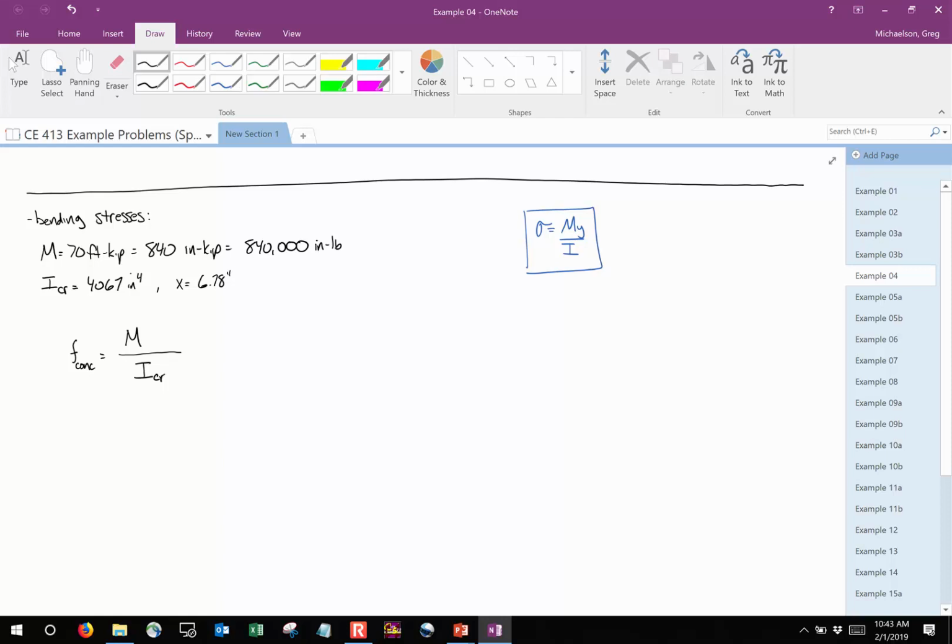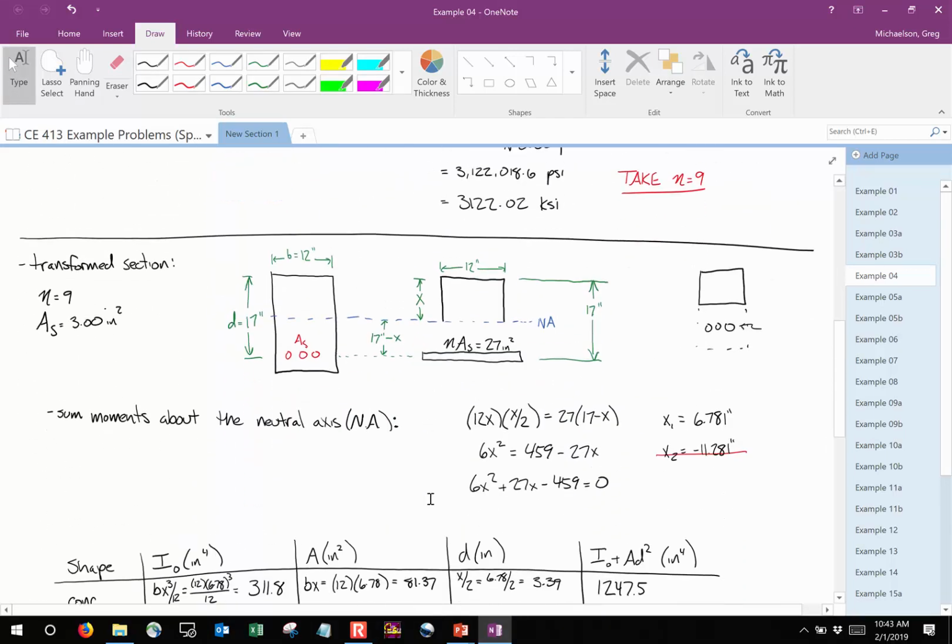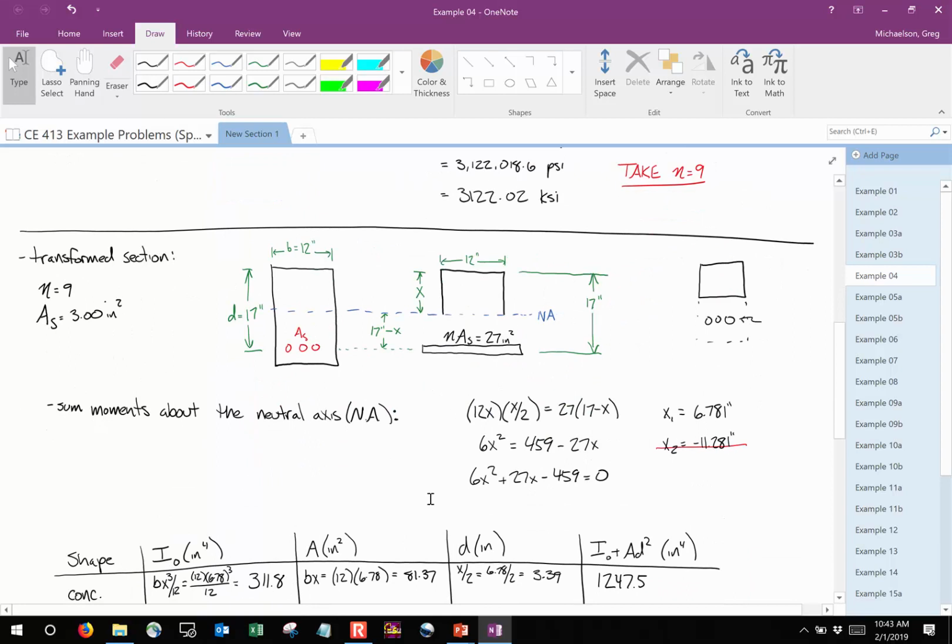Y'all are guessing. No. We're talking about the centroid of the cracked section. Remember, the section's cracked. So we're not looking at just the rectangular beam. We're talking about that cracked section. Where is the centroid? Now, hold on. Here's this cracked section right here, right? Where is the centroid? It's right here. So how far is it from the centroid to the very, very tippy top? It's X, right? It's 6.78. How far is it from the centroid to where the steel is? 17 minus X, right? Make sense? Okay, all right.